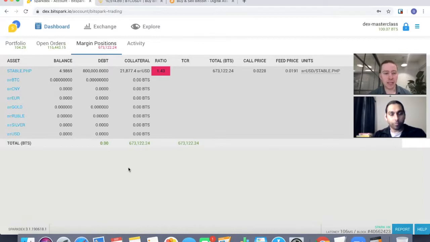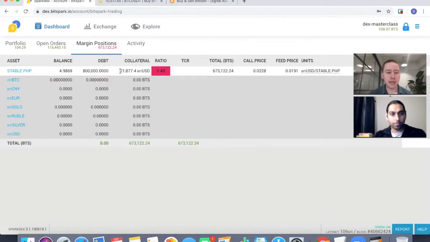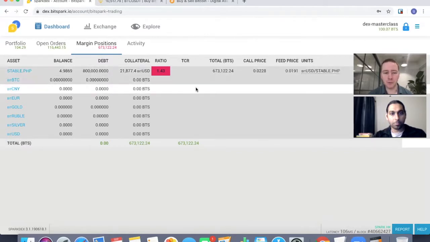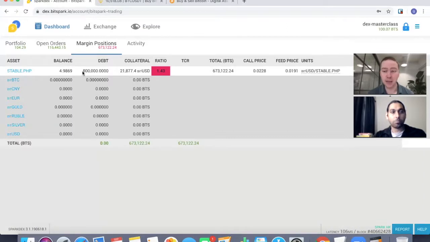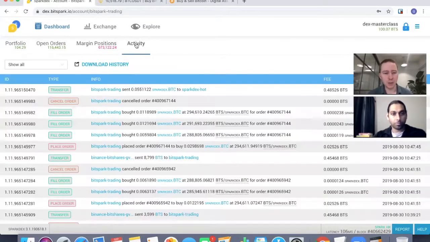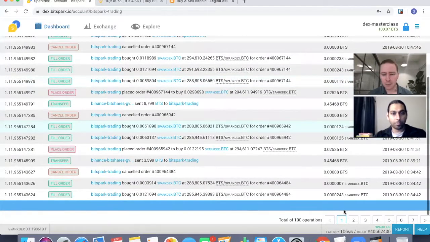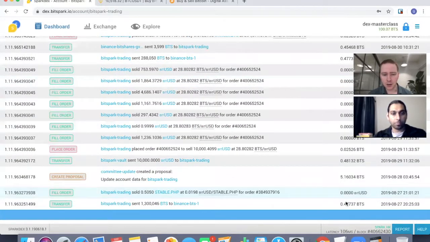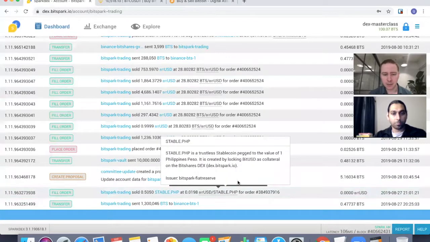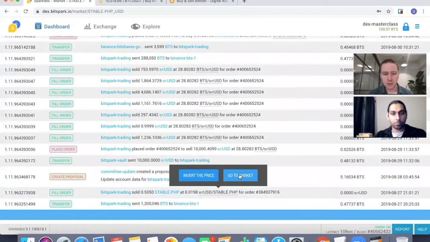And if you look at the account here, you can see that we've actually locked up some money here, and that's providing some actual liquidity for stable PHP. So we can see here the debt of 800,000 stable PHP. If we actually go and look at the markets here, we can check out, here we go, BitUSD, stable PHP, go to the market.